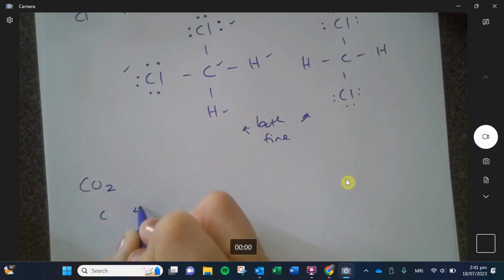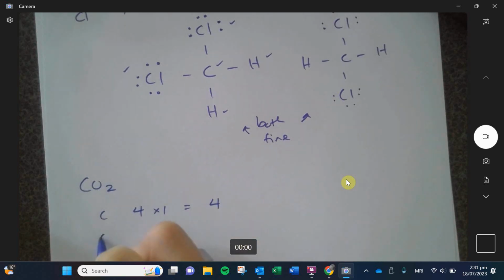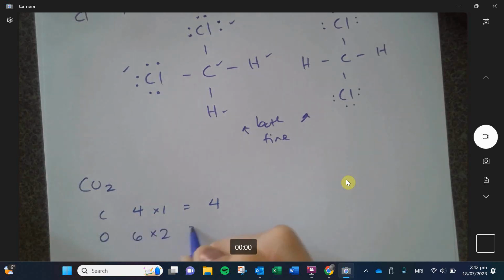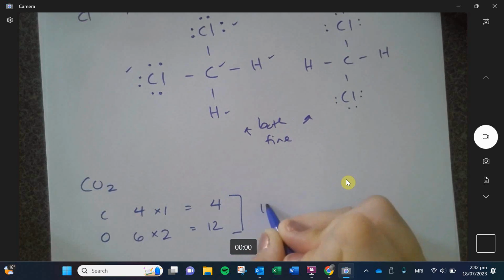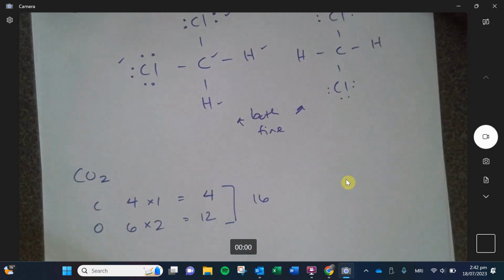Carbon has 4 valence electrons. We only have 1, so that's 4. Oxygen, 6. It's in group 16. How many do I have? 2. So 6 times 2, 12 total. So 16 total. Am I doing math right? Are we okay with that?